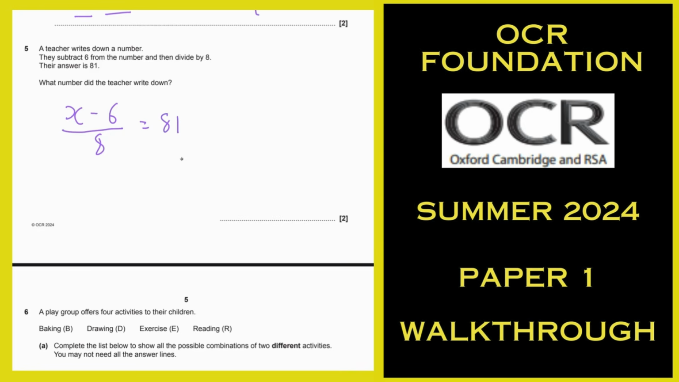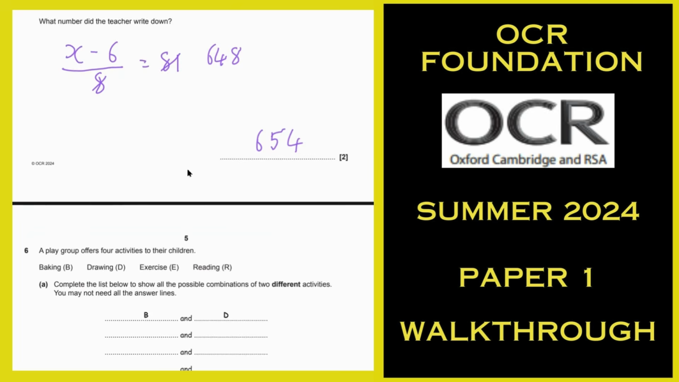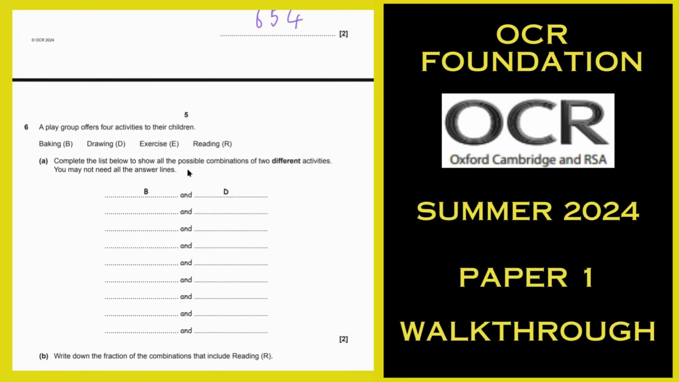Now you solve it. Times both sides by 81. We're getting 648. Adding 6 to both sides gives you the 654. No need to trial and error that. You might have a calculator. For good revision, do make sure you're using algebra.